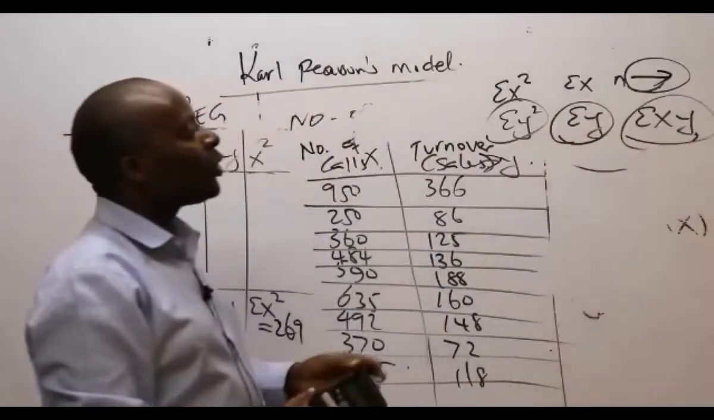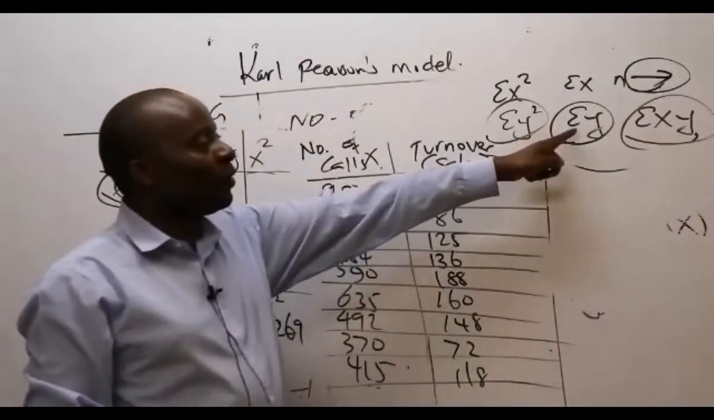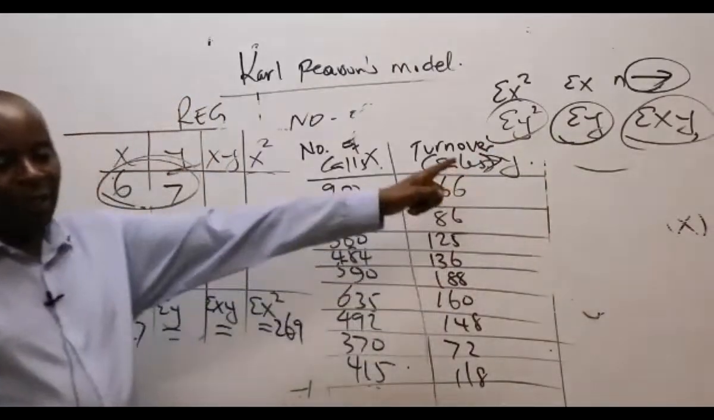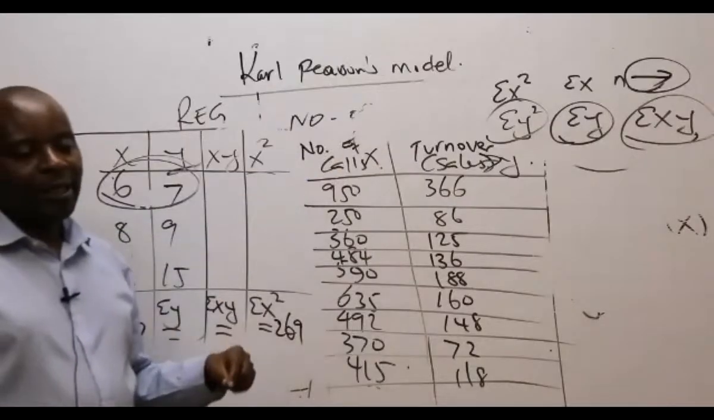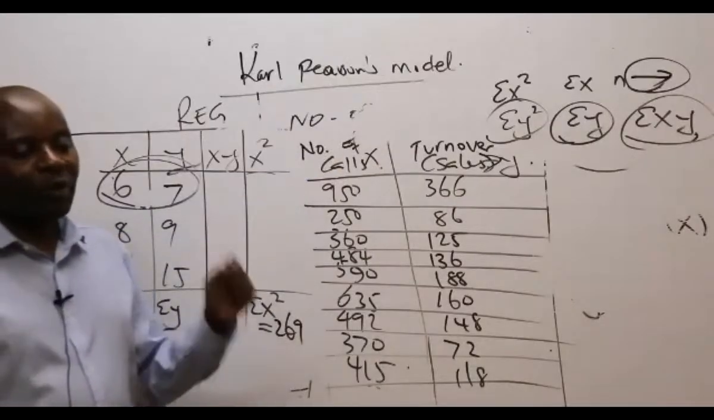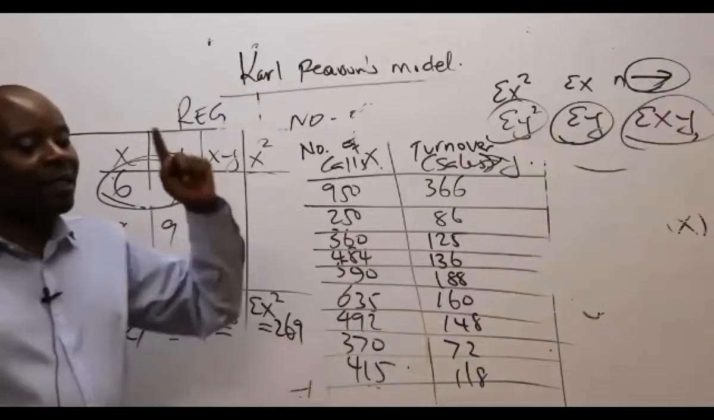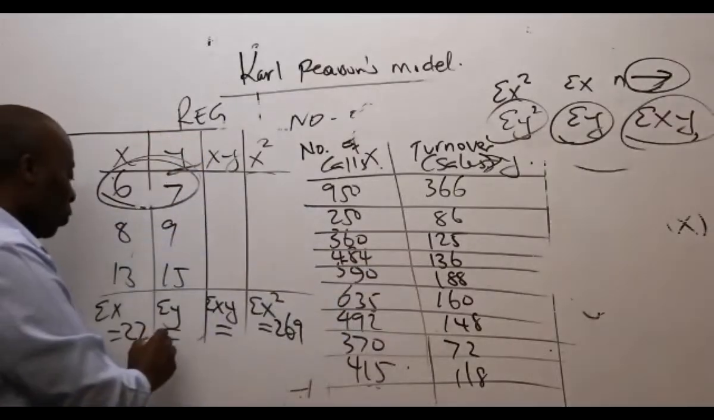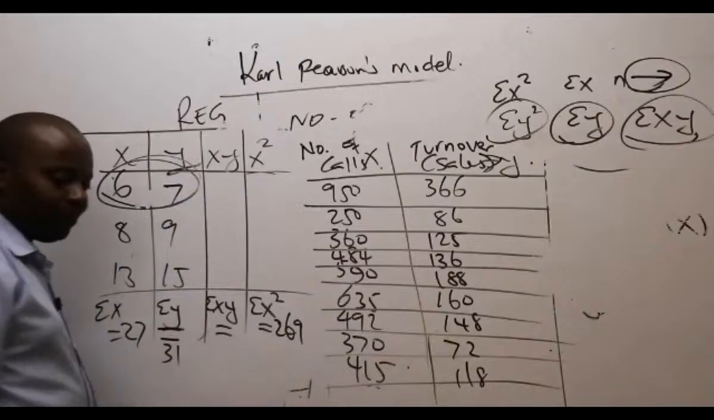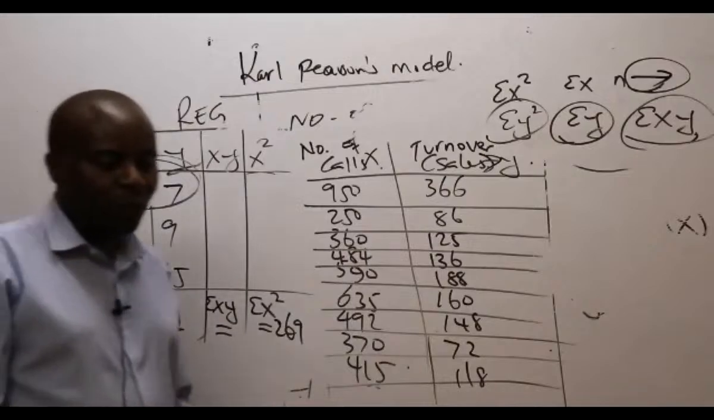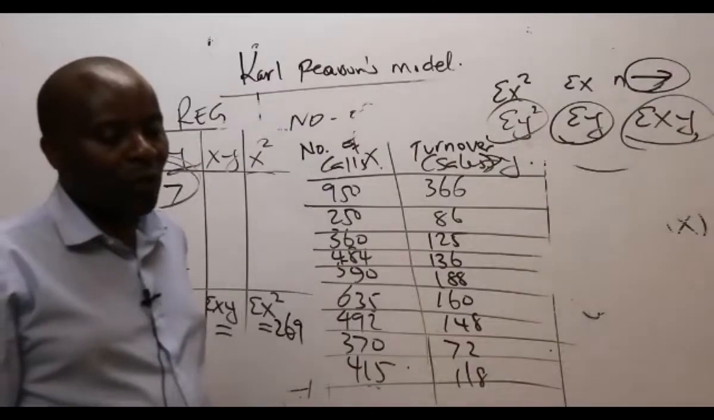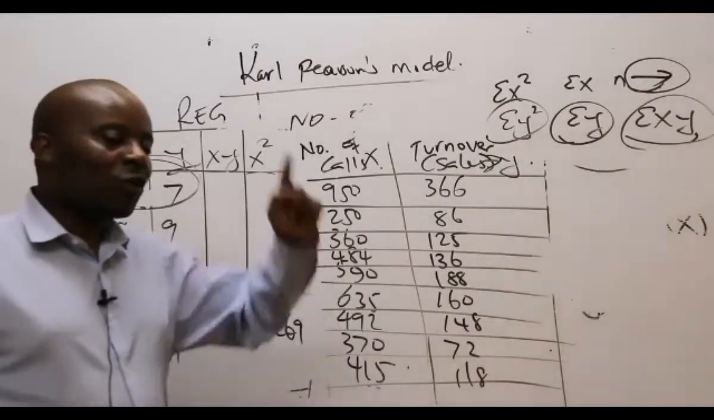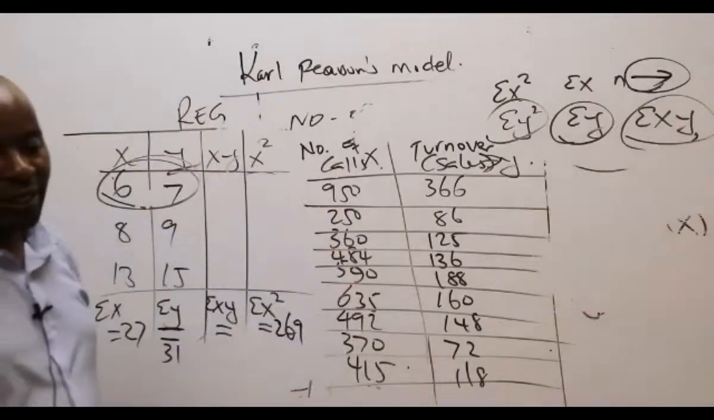And how I wish I had a good student by now. This good student should have given me the value of sum of y. Robert tells me, Mwalimu, sum of y is 31. Is there anybody who can confirm for sure that sum of y is 31? Someone else. Lillian has confirmed. Lillian is a good student.